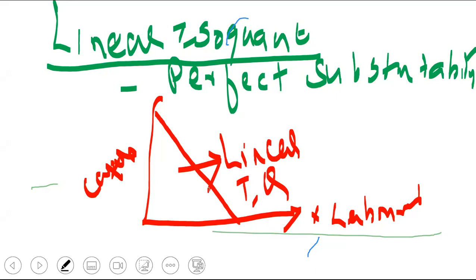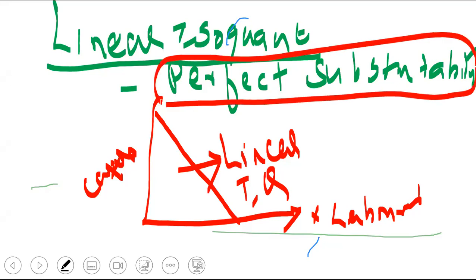So, what is linear isoquant? Linear isoquant is that isoquant where there is perfect substitutability of factors, point number one. Point number two, it is a downward sloping straight line. Is it clear to you? Dalo, chat box mein. Did you understand? Karke likho. First isoquant ka naam kya hai? Linear isoquant. Linear isoquant mein there is a perfect substitutability. Ek factor ko dusre factor ke sath substitute kar sakta hai. And it is a downward sloping straight line.